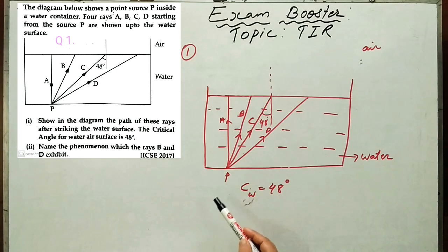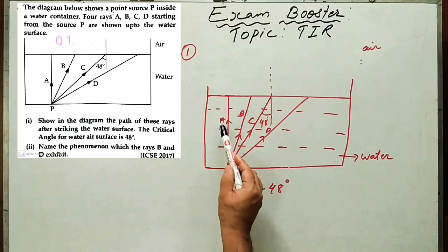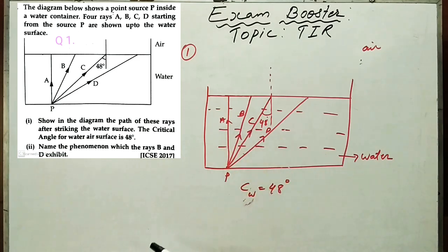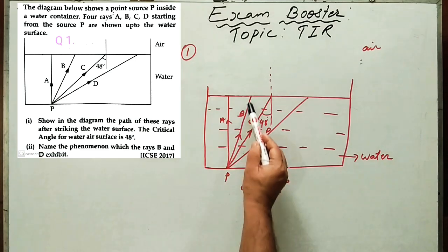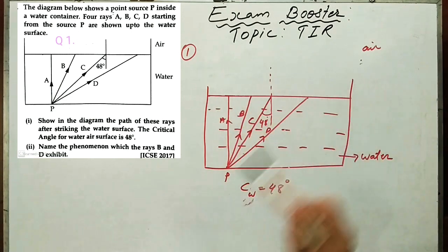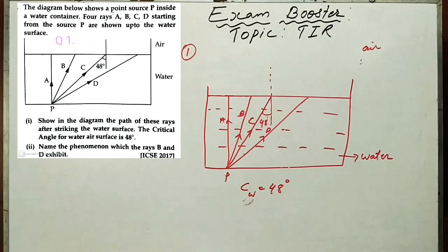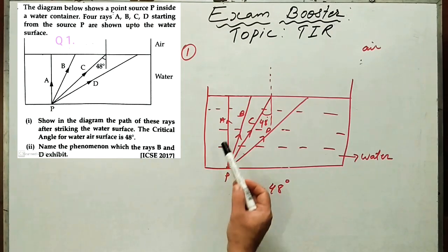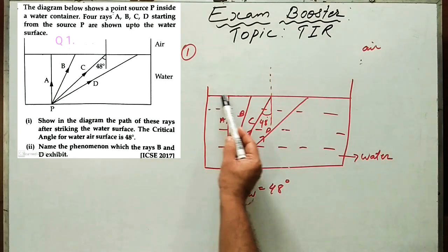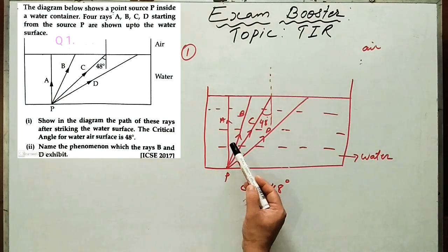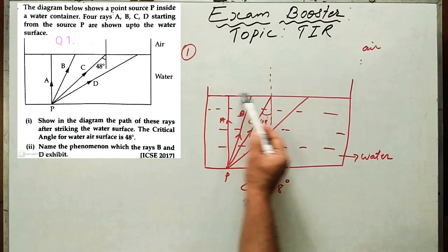You can see on the diagram four rays A, B, C, D starting from the point source P are shown up to the water surface. So this is the diagram given. What you have to do is show in the diagram the path of these rays. It is only shown up to the water surface. You have to show the path of these rays after striking the water surface.